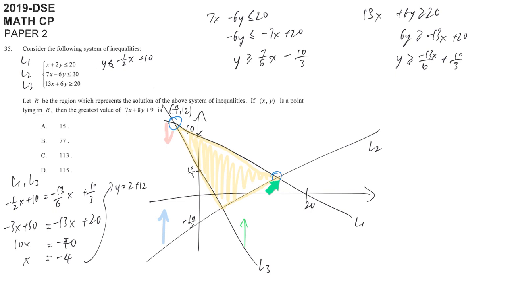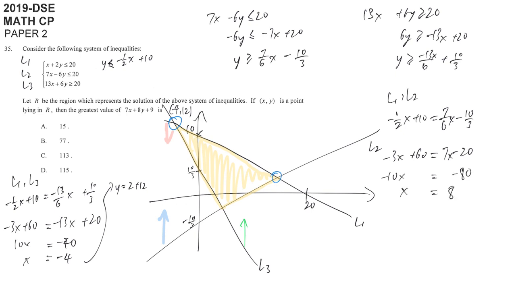For another point, we do the similar thing. It is the intersection of L1 and L2. So we combine these two. Again, both sides times 6. y is equal to negative 1 over 2 times 8 plus 10. So another point is (8, 6).